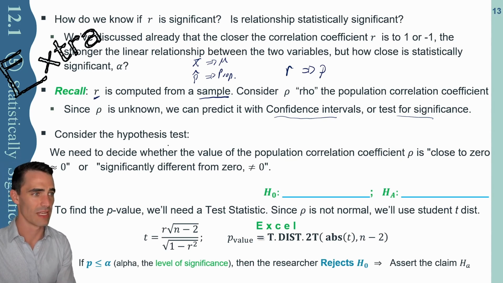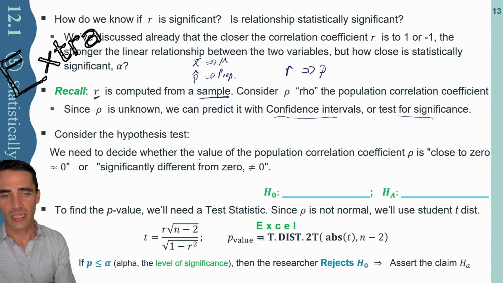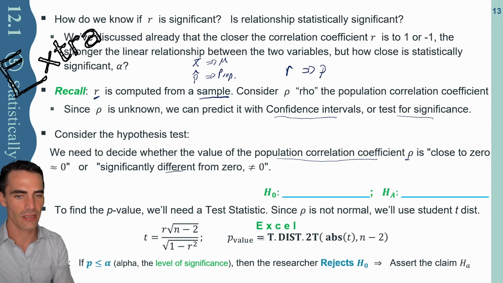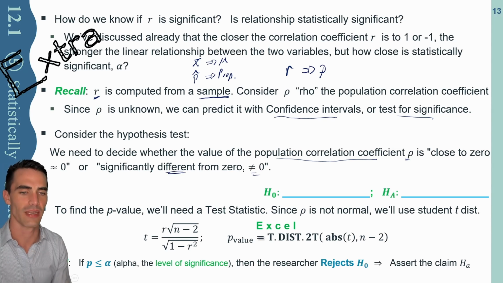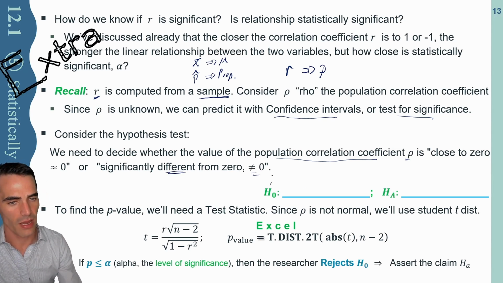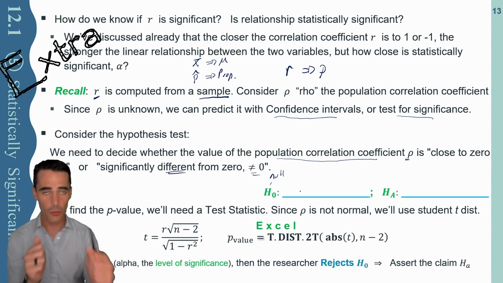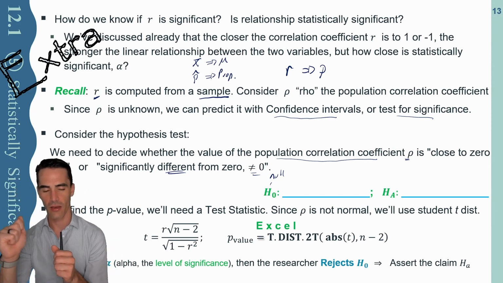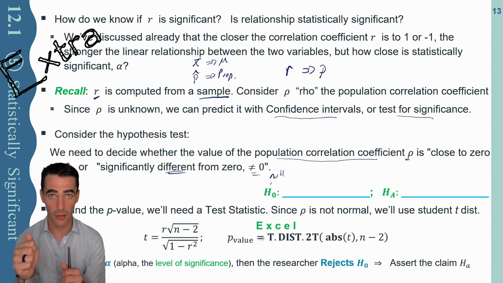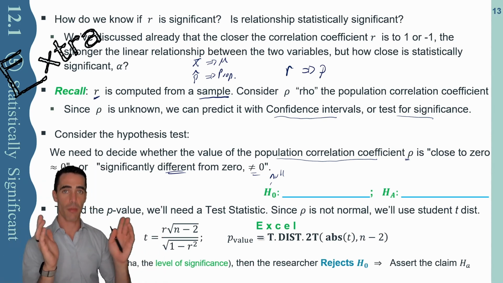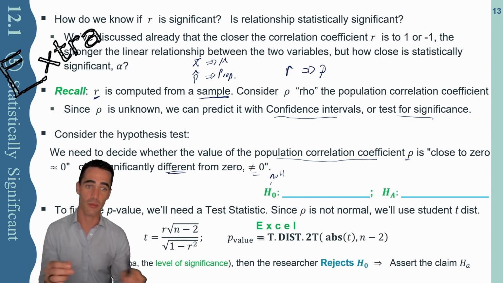Consider a hypothesis test that goes something like this. We need to decide whether the value for the population correlation coefficient rho is close to 0 or significantly different from 0, or not equal to 0. If I was going to write my null hypothesis, what's the status quo? Well, we're talking to people, saying I have a relationship here, like the one we talked about earlier: the diameter of the tree helps predict the volume. So we don't need to somehow measure the volume. If I can get a good understanding of the diameter, we don't need it.